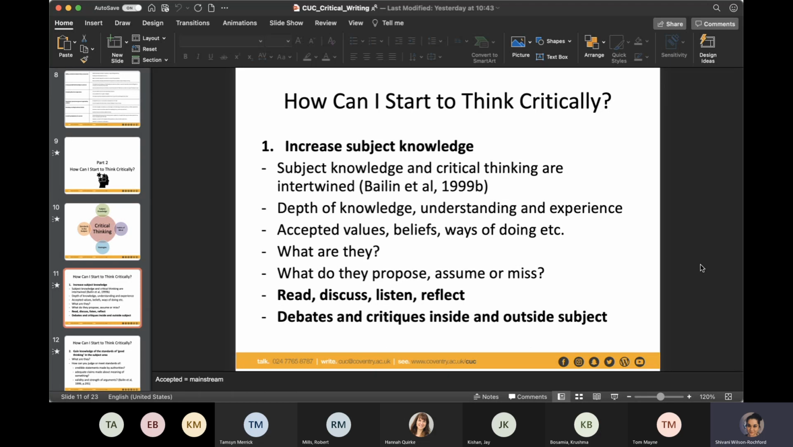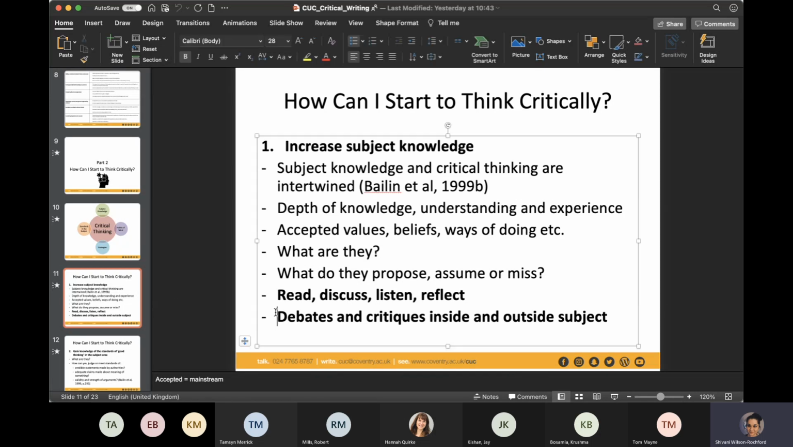So in terms of the first one, increasing subject knowledge, we think about the depth of knowledge, understanding, and experience. So this is where you start looking at accepted values or ways of doing things or thinking about things. And you can get this through research, through your tutor slides, through reports, anything like that. And this in particular, when it comes to linking into critiquing established knowledge, is there a particular way of doing something, for example, that you can critique, or that's out of date perhaps, or the complete opposite, that's really effective? And if so, why?